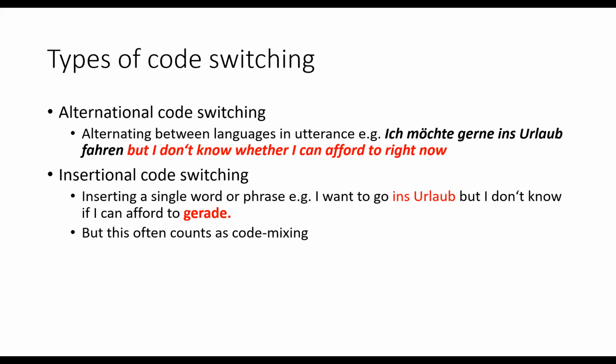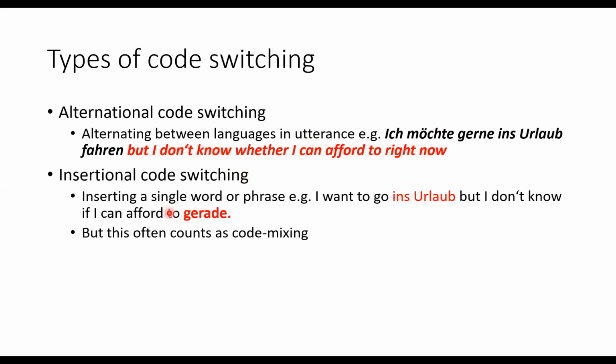For example, if somebody begins, "Ich möchte gerne ins Urlaub fahren, but I don't know whether I can afford it right now," we see that they start in one language, German, but then they switch to English. Yeah, so that's what we mean by alternational, because we're alternating between two languages.